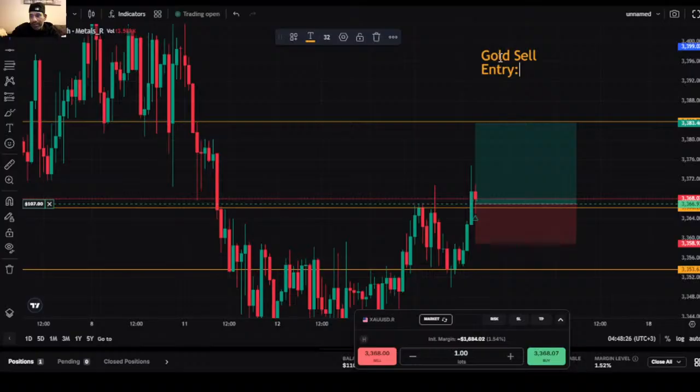What was the entry, guys? I didn't even get it. 3366.93. Damn. Because I had everything all set up on my trading view. It's like easy click and it just does it. But here, I didn't really set this up for anything because I just use it to hit the buy and sell button on my trades.